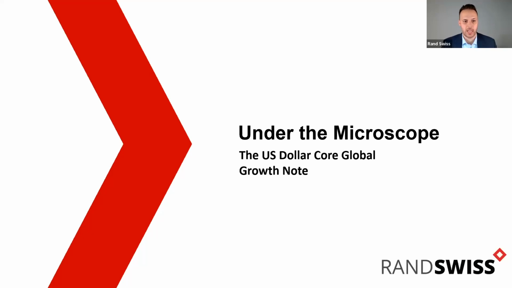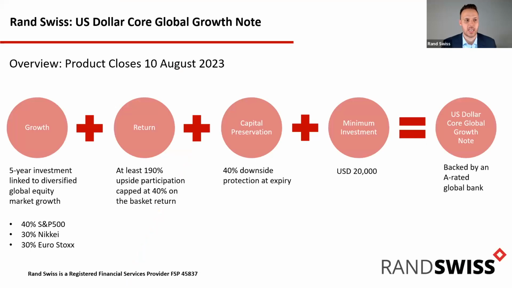So to get started, the note that we're talking about today is a note that's created by Rand Swiss, and I'm going to go through the structure and the underlying custodians and everything around the note in time. But essentially what this product does is it's a 5-year investment linked to a diversified basket of global equities. Now, how do we do that?